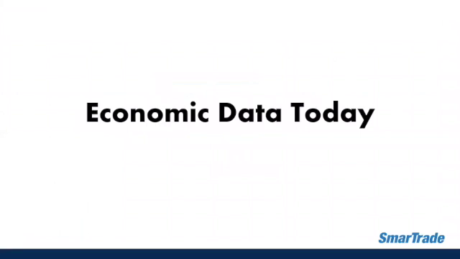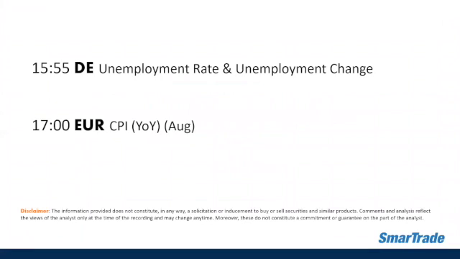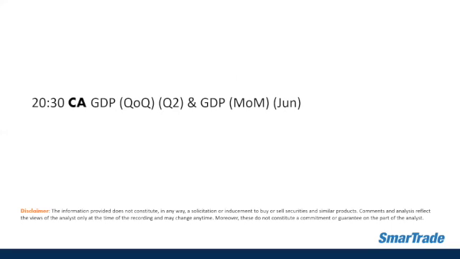And for today's economic data, during the European session, later at 3:55 p.m., we have the unemployment rate and unemployment change for Germany. And at 5 p.m. we have the inflation rate for Eurozone, yearly basis for the month of August. And for the US session, we have the gross domestic product for Canada, quarterly basis for the second quarter, and we also have the monthly basis for the month of June.